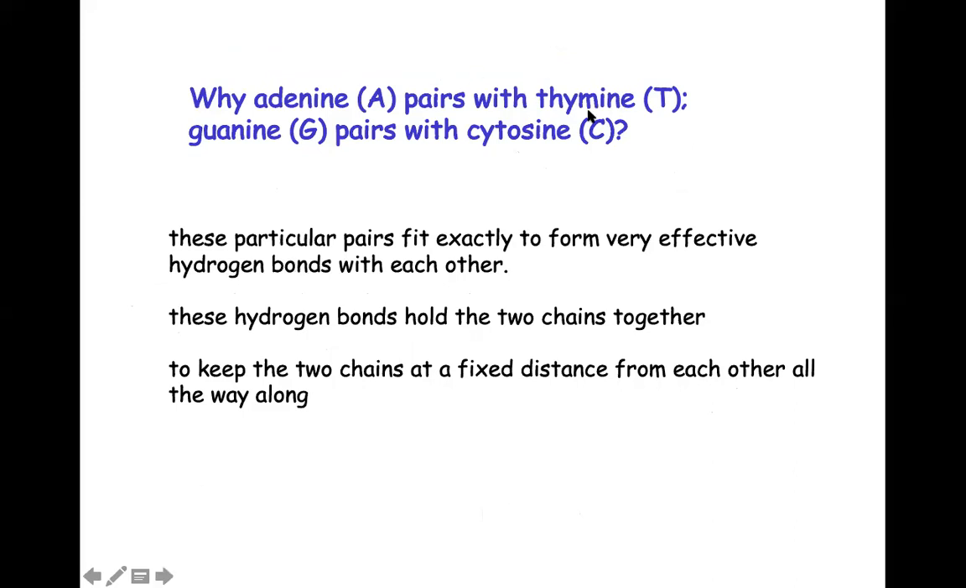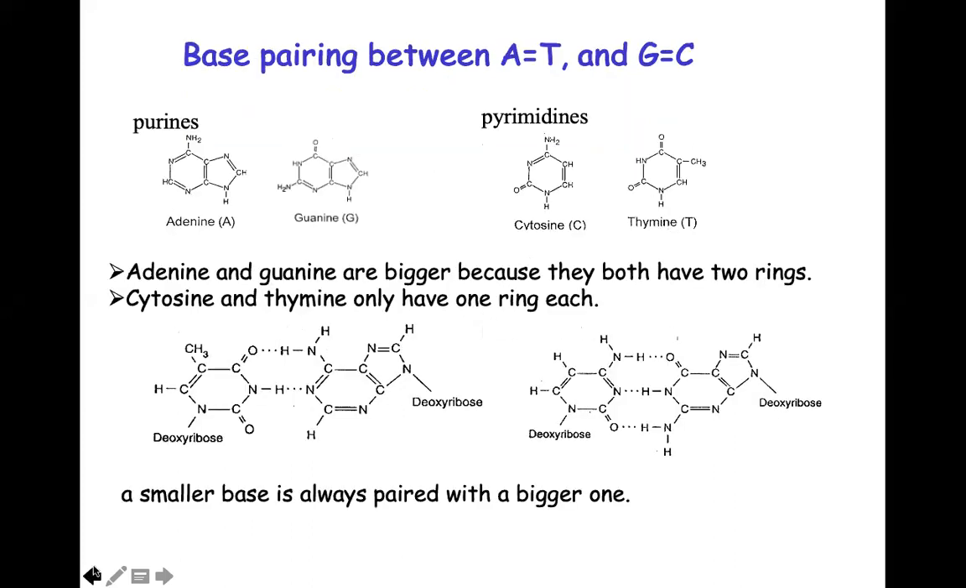Anyway, why does adenine pair with thymine and guanine pair with cytosine? This is an interesting question. If you are asked in your exam, you should answer that these particular pairs fit exactly to form very effective hydrogen bonds with each other. These hydrogen bonds hold the two chains together and keep the two chains at a fixed distance from each other all along. Here you can see two.